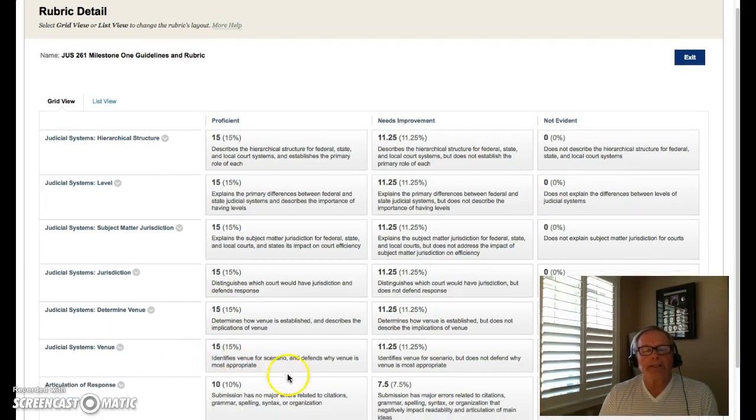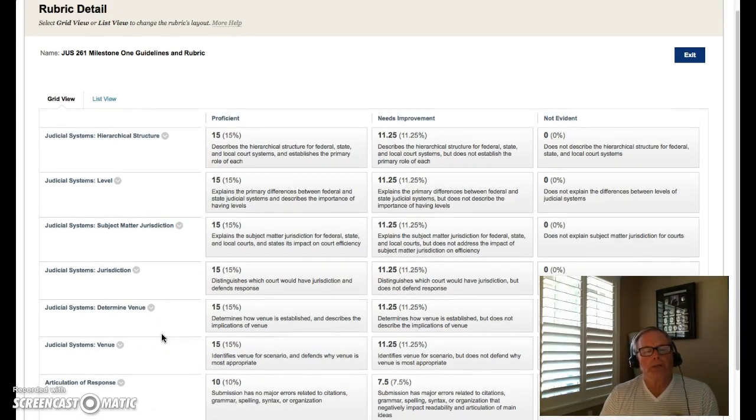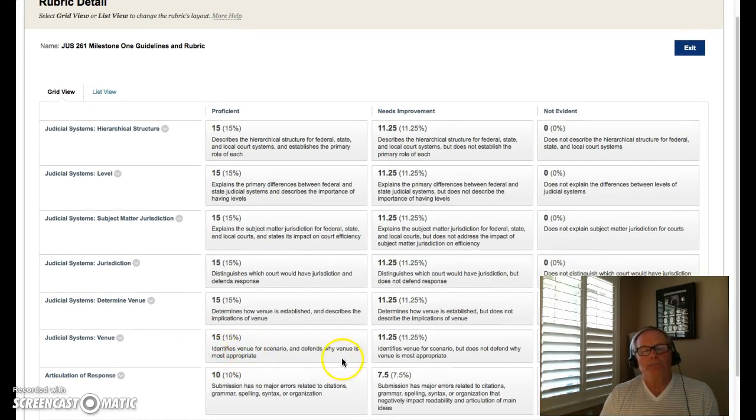Identify the venue for the scenario and defend why it is most appropriate. So again, it is a federal crime. We're going to treat this as a federal crime, okay? Remember, this is going to be a federal crime, so federal courts will have jurisdiction on this particular case, all right? So why is venue most appropriate? Because that's where the crime occurred. It has nothing to do with where the suspects live or anything else. It boils down to where the offense occurred, all right?